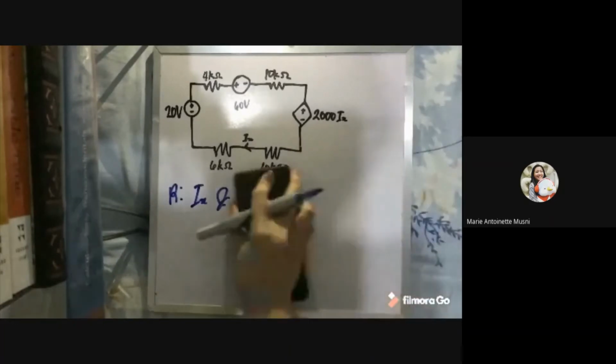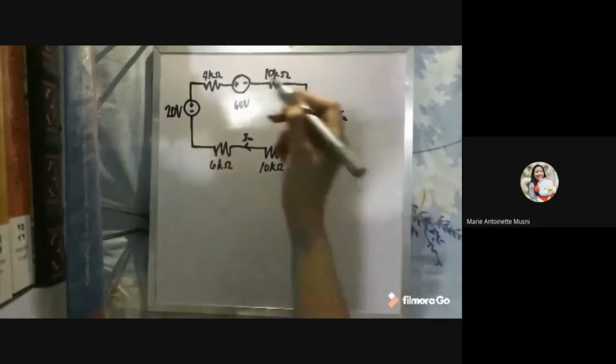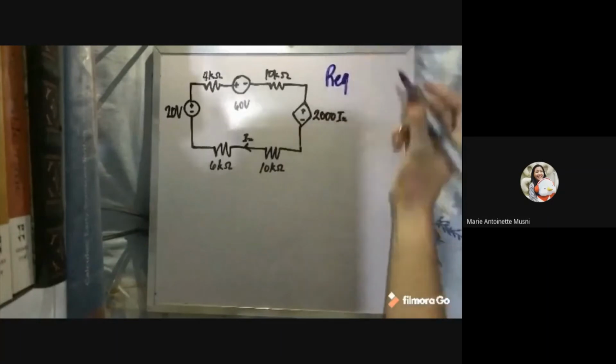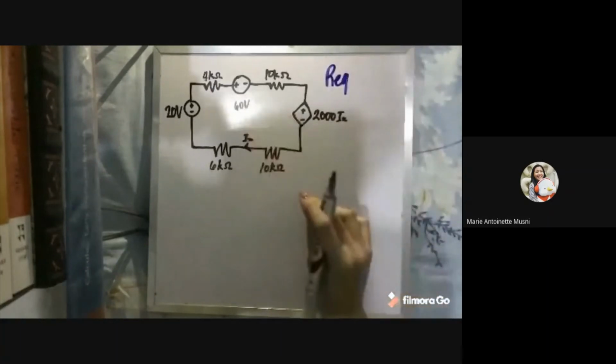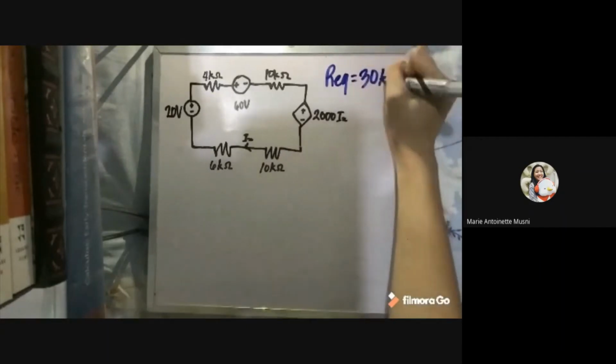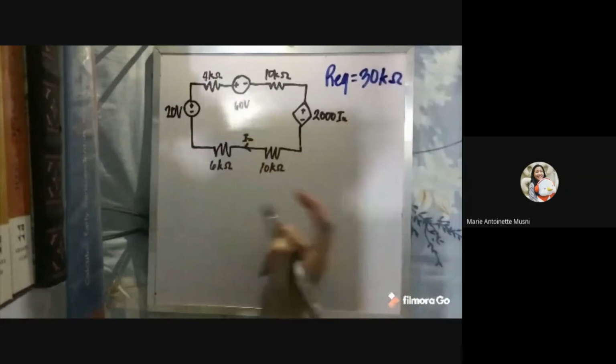So the first step is to combine all resistors to get our equivalent resistance. This should be easy since all of them are connected in series, so we can just add 4 plus 6, that's 10, plus 10 plus 10, we get a combined or equivalent resistance of 30 kilo ohms. So don't forget, this is in kilo ohms.